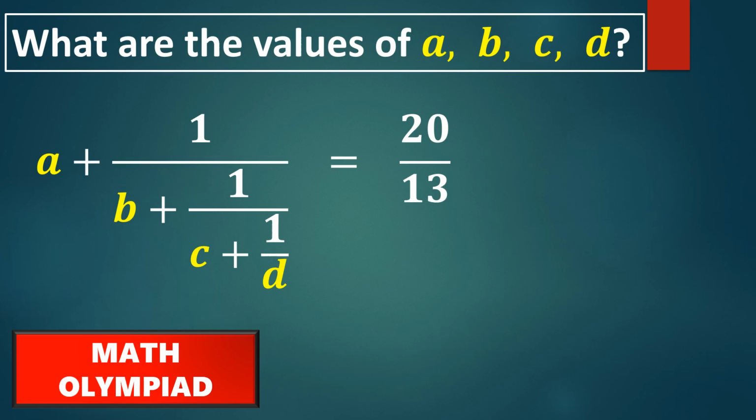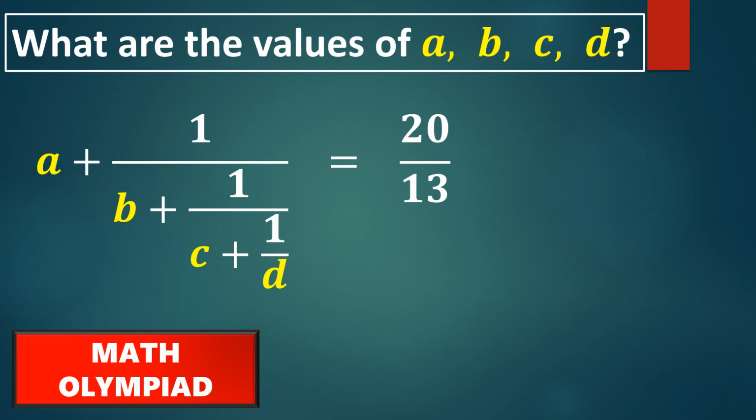Let's look at this Olympiad question. What are the values of A, B, C, and D? So this is a continued fraction. First, let's talk about what is a continued fraction.